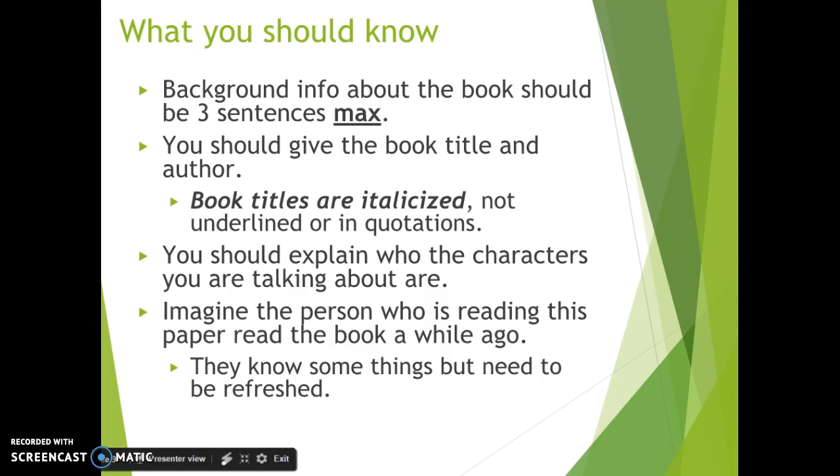What you need to know about writing background information. It should be about 3 sentences max, not really more than that, and not a whole lot less. It'll probably take at least 2 sentences to do what you need to do. You should always give the book title and author. A little note on punctuation. Book titles are italicized, not underlined or in quotations. Quotations are for short stories. Italics are for books. You should explain who the characters you are talking about are. Like in my example I used about Holes, I mentioned who Stanley Yelnats is.